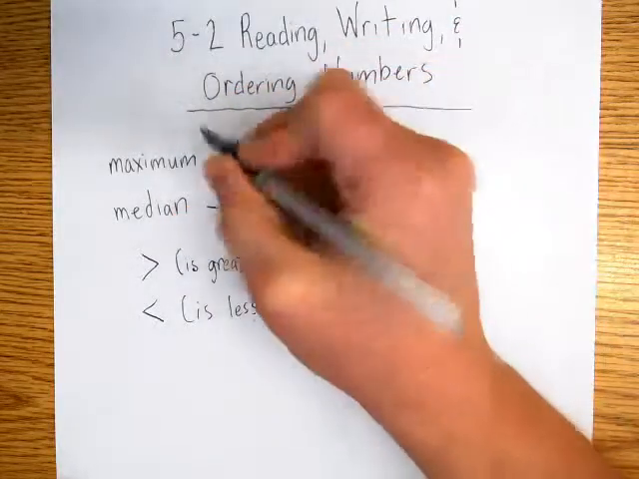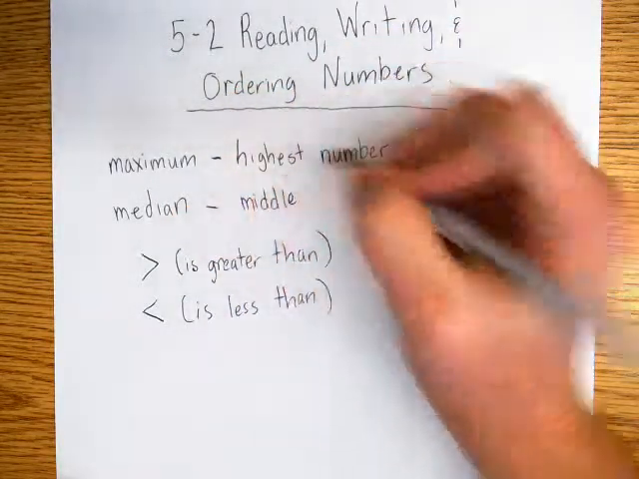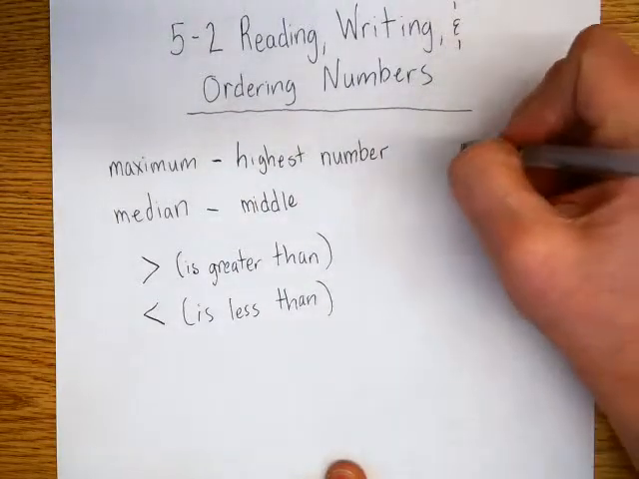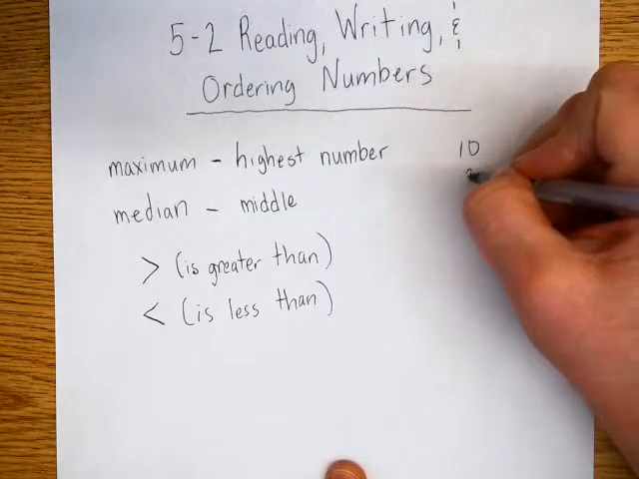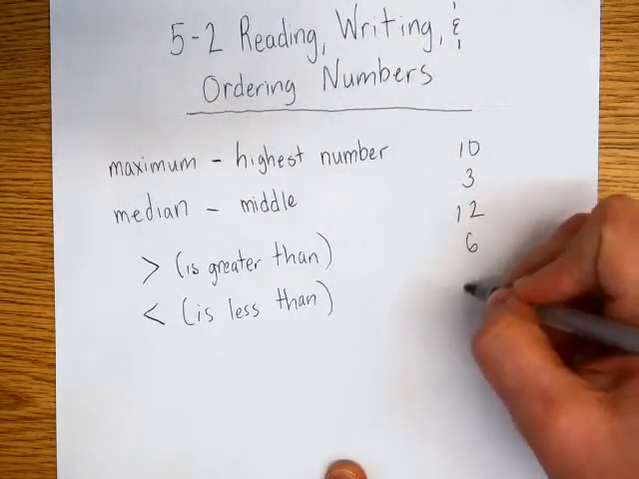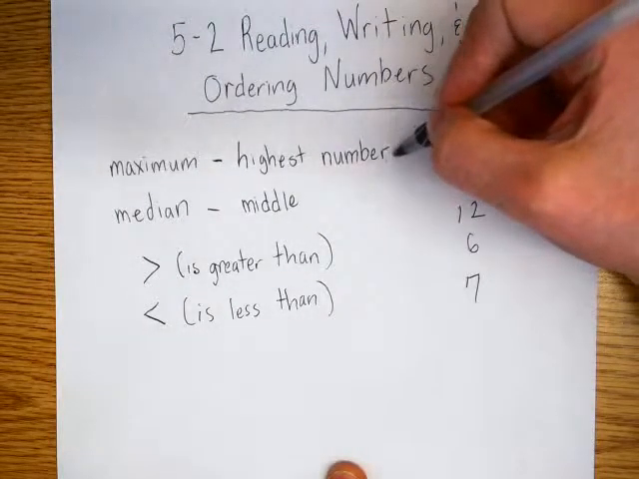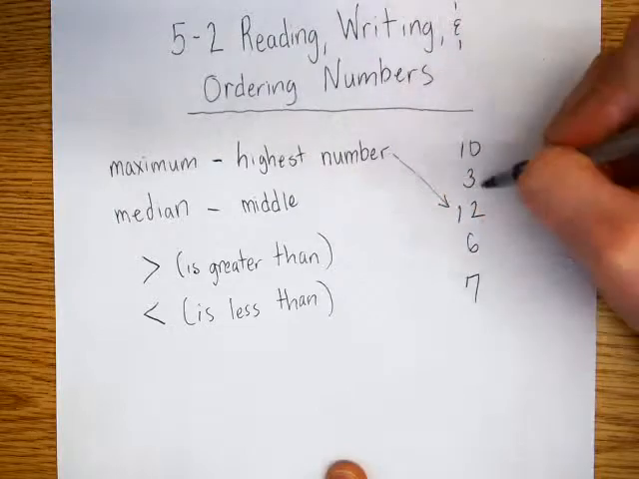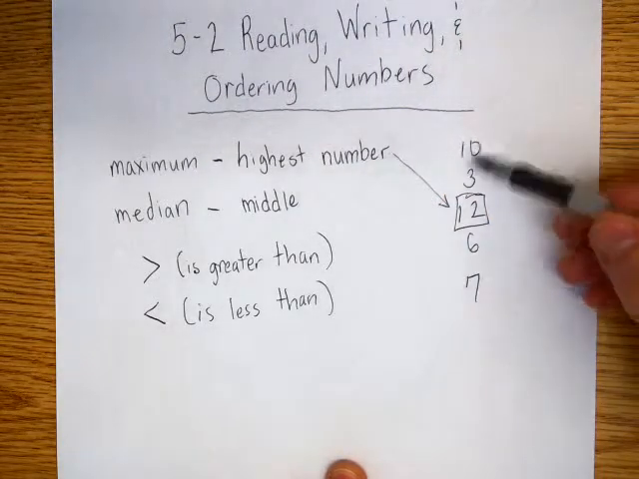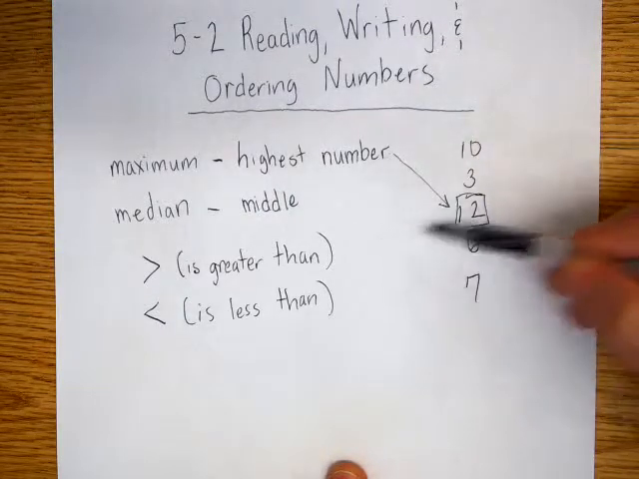The median, that's going to be whatever number is in the middle after all of the numbers are put into order. So just to use a simple example, if we have the numbers 10, 3, 12, 6, and 7, the highest number, or the maximum, we can easily identify as 12 because that's the biggest number. Now, some people might mistakenly say, oh, look, that's the number that's in the middle too. So the median must also be 12.